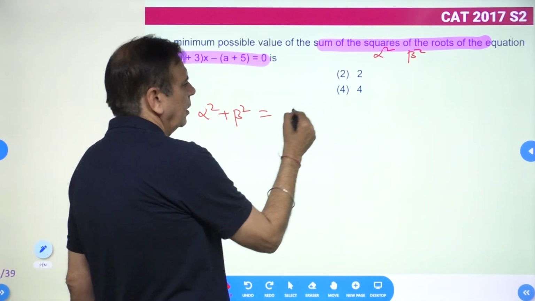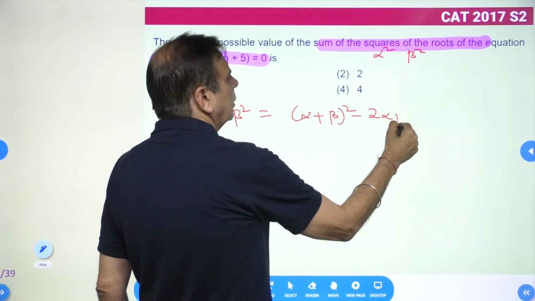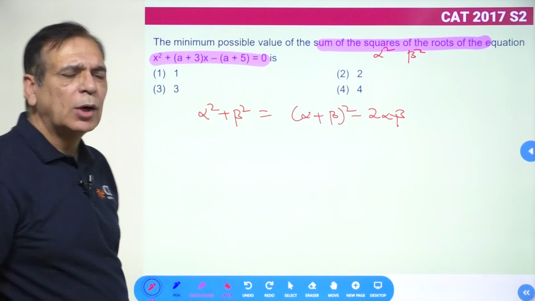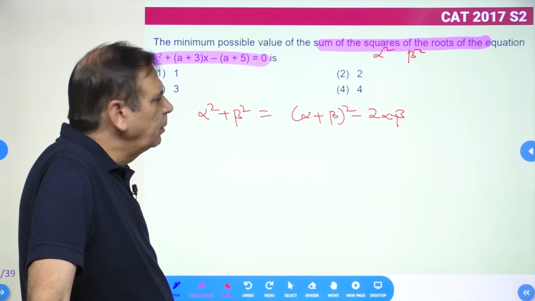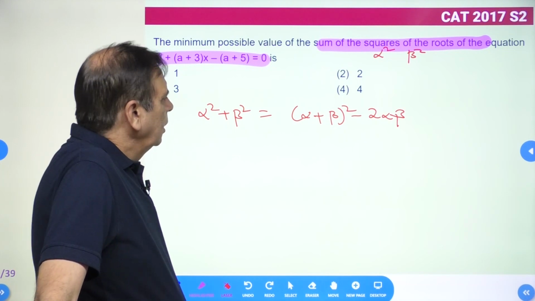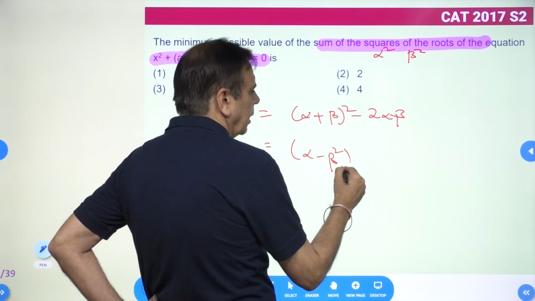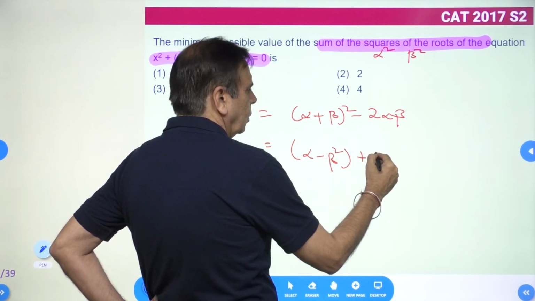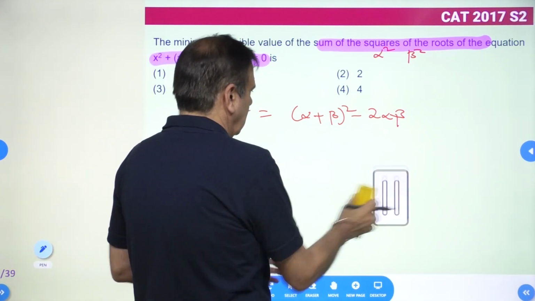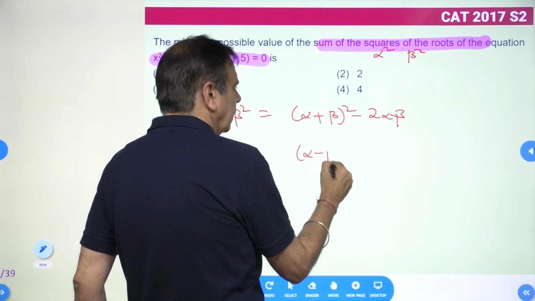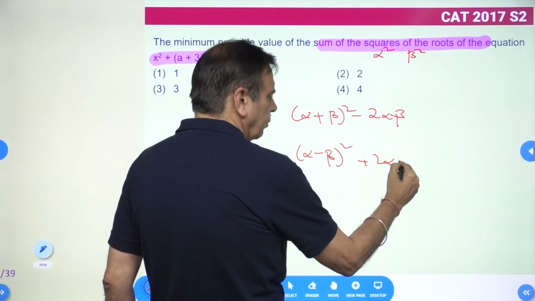Now what is this? This is something you need to remember with respect to quadratic. Alpha square plus beta square is equal to alpha plus beta whole square minus 2 alpha beta. You could have also written it as alpha minus beta whole square, alpha square plus beta square minus 2 alpha beta, so plus 2 alpha beta.